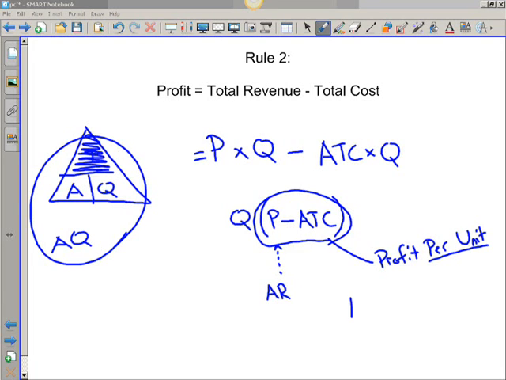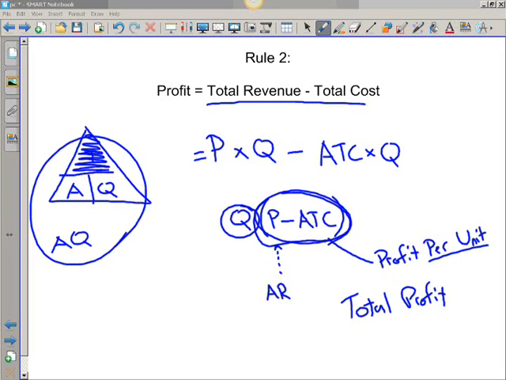Our total profit is going to be equal to the number of units we sell multiplied by that profit per unit. So in order to find total profit, we just take our profit per unit and multiply it by the number of units sold. So to restate, profit, as well as being equal to total revenue minus total cost, which is what we have up here, is also equal to the quantity times price minus average total cost.